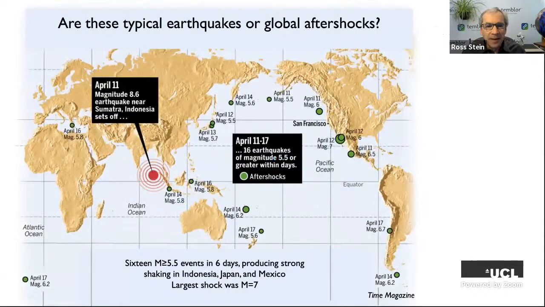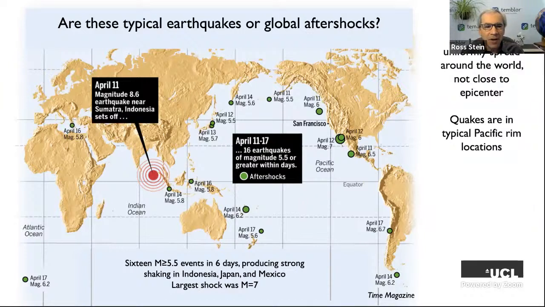And here's kind of where they occurred. These are the 5.5s and larger. And okay, are these just typical earthquakes or are they global aftershocks? And the first thing you notice is they're not close. They're not concentrated or decaying away from the epicenter. So that doesn't make them feel like aftershocks. And they're occurring where the normal earthquakes are, typically around the Pacific Rim. So in that sense, they don't look unusual.